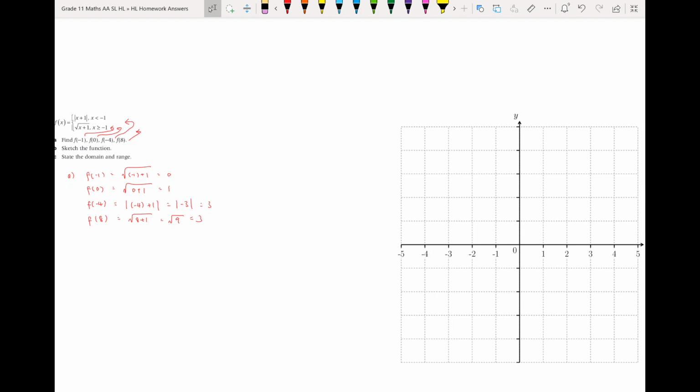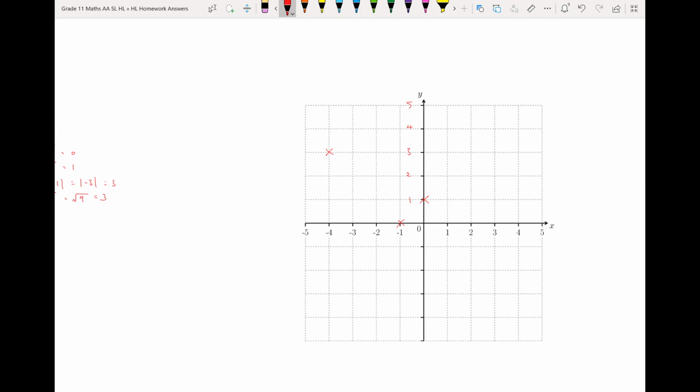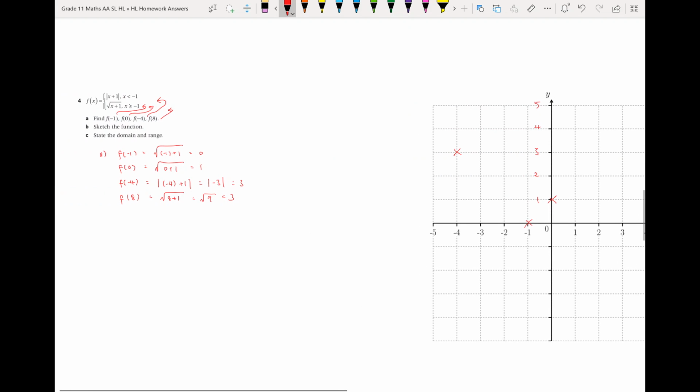So I can take 3 of these values and plot them. So at negative 1, it's 0. At 0, it's 1. Okay, I'll be lazy and not label the entire axis. And negative 4 is going to give us 3. And f of 8 is 3, but I don't have it here, so it might be somewhere here, just for your reference sake. Now to graph the two pieces, we have some points here, and we know that the two pieces have a gap, they have a jump right at negative 1.